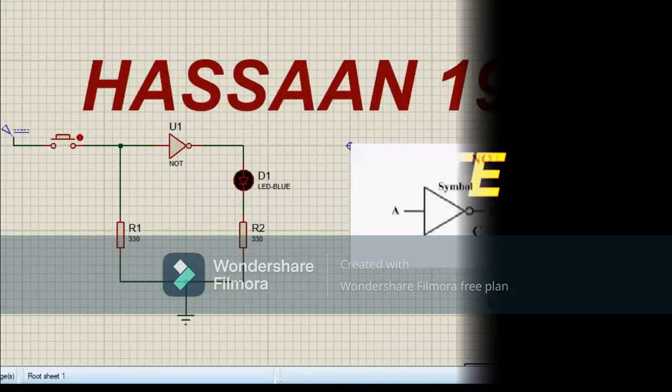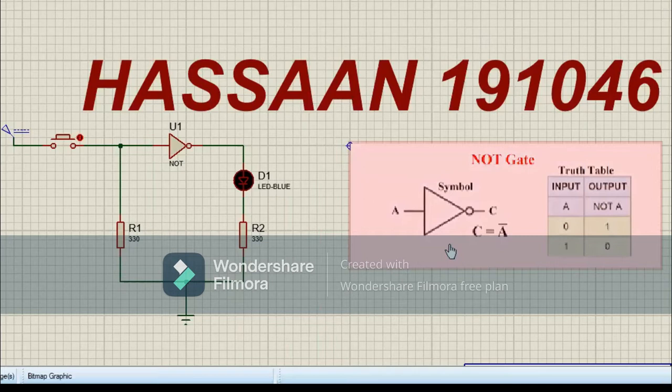First of all, we have the NOT gate. This is the symbol for the NOT gate and this is the truth table of the NOT gate. It is the most basic of all the logic gates. It is also called an inverting buffer or simply an inverter. When input is at low logic, output is at high and vice versa.